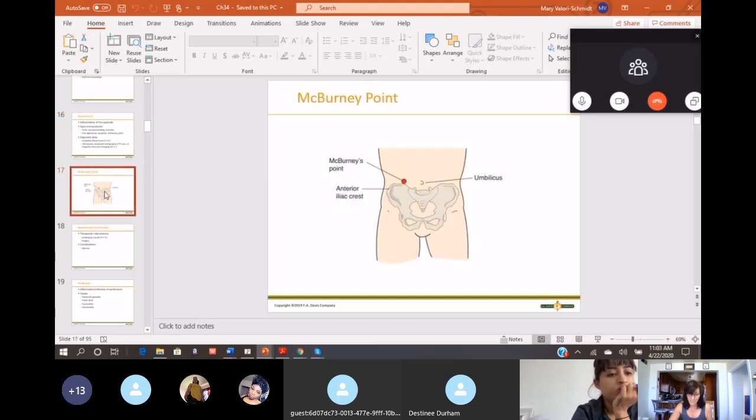And there is a nice little picture of McBurney's point, right? Anterior iliac crest. There's the umbilicus, and it's right around there. Okie dokie. Make sure you guys know that. That's an ATI contradictor question and a board question.